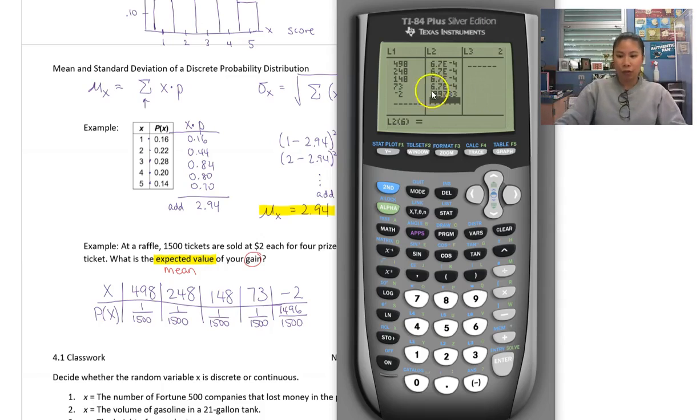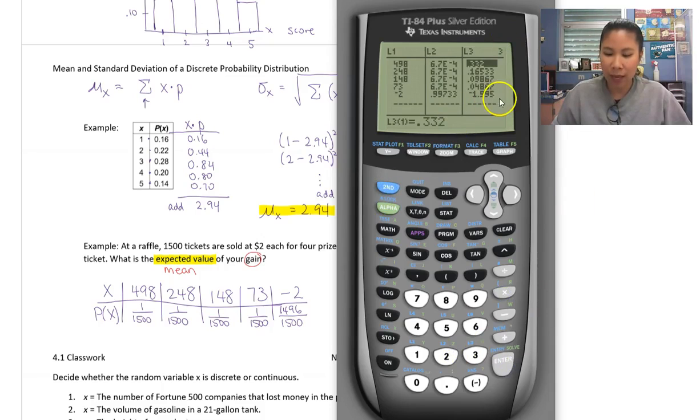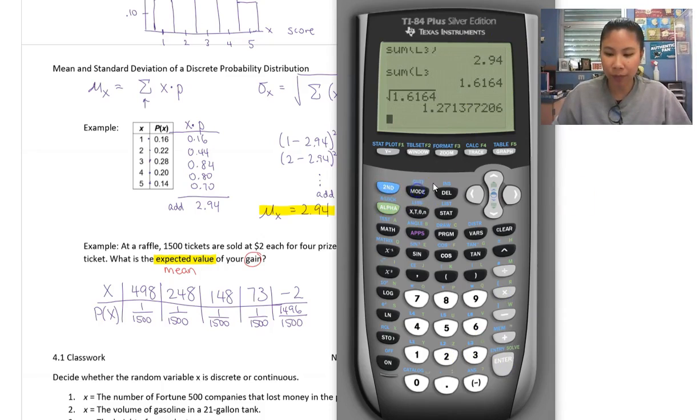Okay, so from there, we want to multiply all of our x values with our probability. So scroll all the way up to L3. We're going to do L1 times L2. And then we want to add all these numbers up. That's in L3. So I'm going to quit, and then sum is second stat, number 5, sum of L3. Negative 1.35 is going to be our mean.